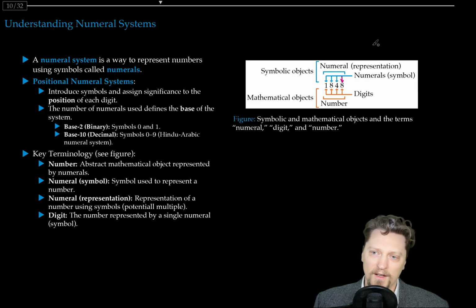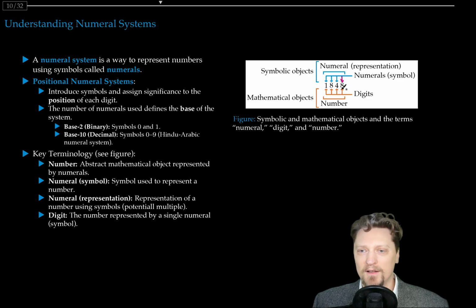A numeral as a symbol is a single symbol numeral. Unfortunately, we use the same term for both of these. There's the numeral representation, which can include multiple numeral symbols. And unfortunately, that's just the terminology, so we're stuck with it. And then digit. The number represented by a single numeral or symbol is a digit. So this 8, for instance, is a numeral in the symbol sense, representing the number 8, which we would call the digit. Okay, that is the terminology around it.